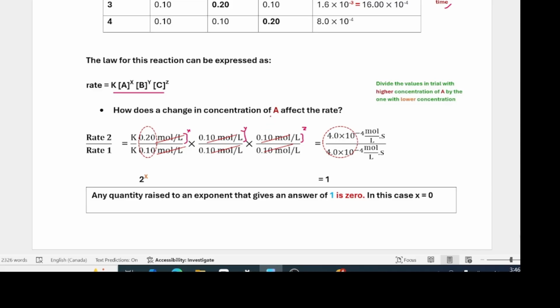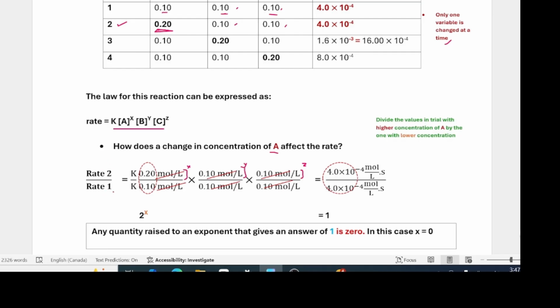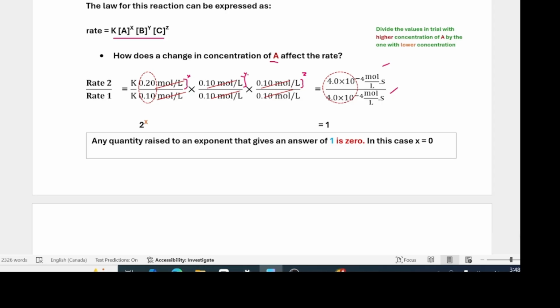So now you want to see how A affects the rate. Go to the table. I always tell my students to avoid working with fractions and decimals. Divide the values in the trial that has a higher concentration by the one that has the lower concentration. So in this case, we'll take all the values for trial 2 and divide them by all the values for trial 1. Take rate 2, divide by rate 1, put in all the values for rate 2 here in terms of concentration. This is the concentration of A in trial 2, B, C, and these are the concentrations of A, B, and C in trial 1. You take the rate 2 value here and you divide that by the rate 1 value here. Of course, these are raised to the exponents x, y, and z.